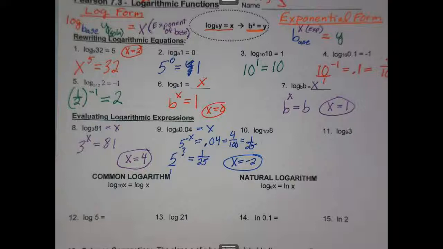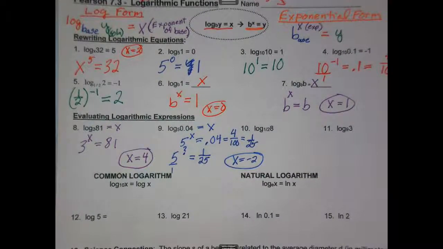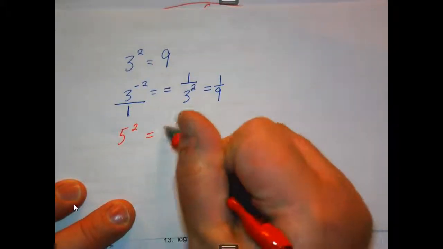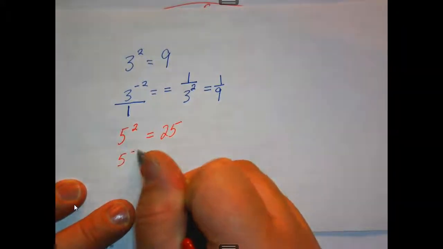I see confused looks on people's faces. Are you confused? Alyssa, you good? Explain it one more time. What's 5 squared? What's 5 to the -2?